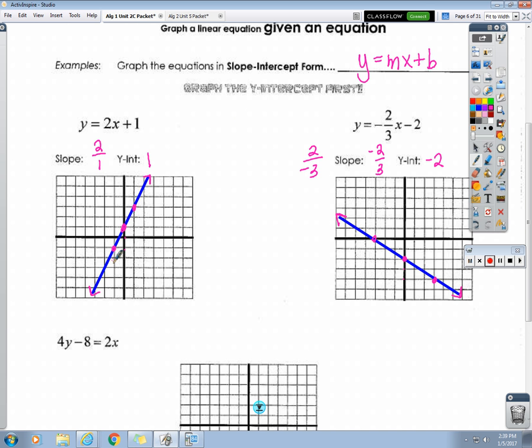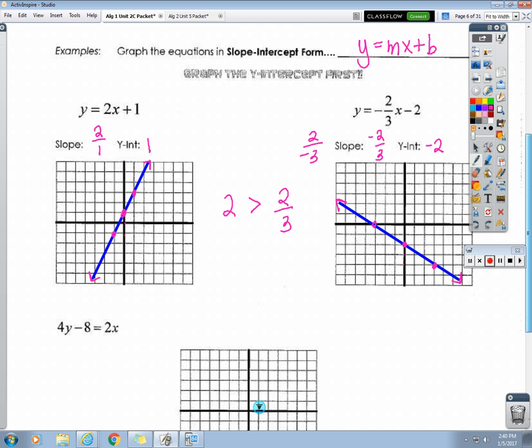Why is this line over here steeper than this line? What's the slope of this line? 2. What's the slope of this line? Well, let's just ignore the negative for a second because we know that all it does is make it go down, right? So we'll just say 2/3. Which number is greater? 2. The greater your slope, the steeper the line. The bigger your slope number gets, the steeper the line gets. And then, of course, if there's a negative with it, it's still steep, it's just going down.